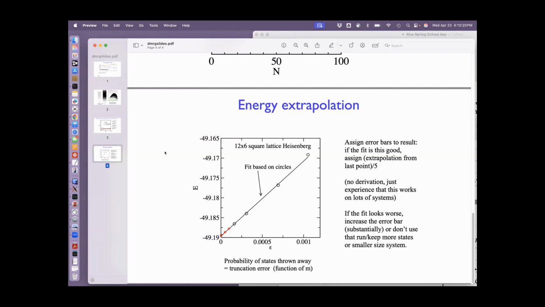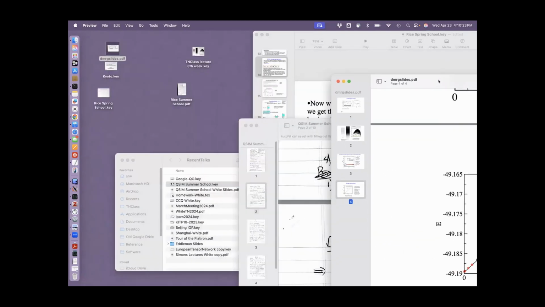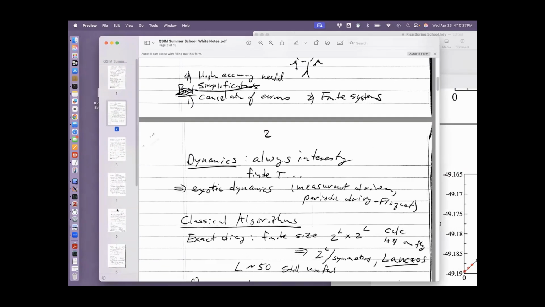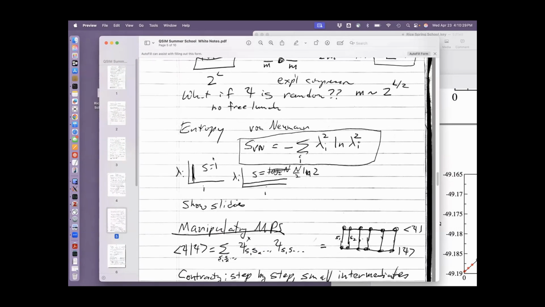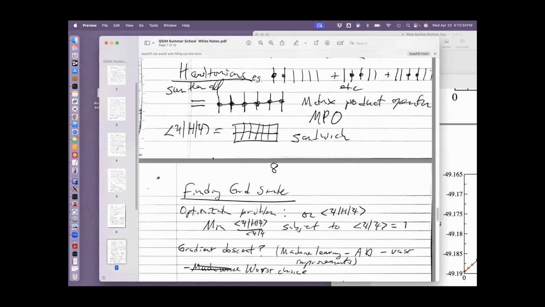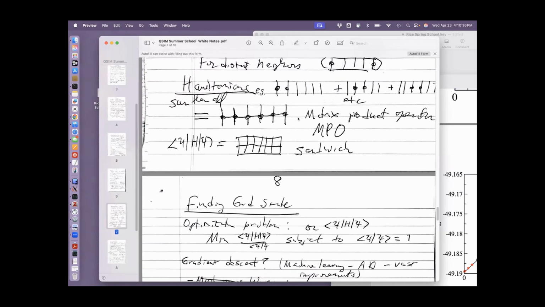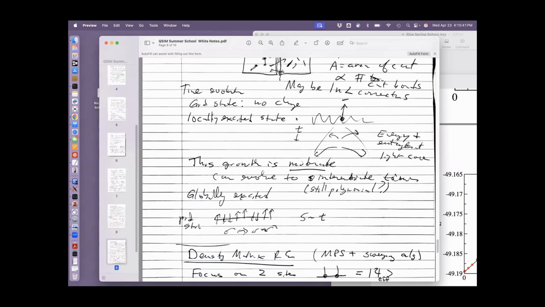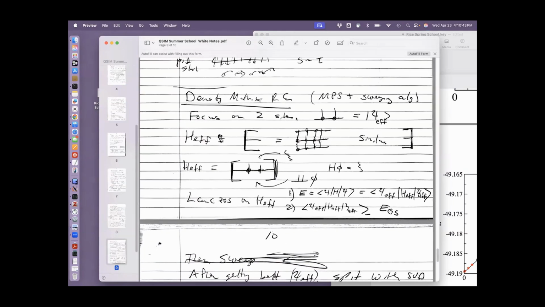Let me see if I can pull up a little picture. This is some previous notes with different level of detail. Okay, so this is the form of the effective Hamiltonian. Okay, this funny tensor here.